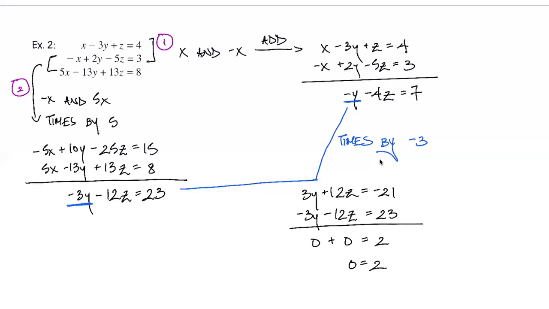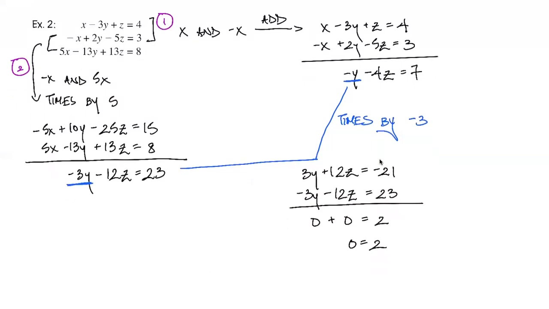Okay, well, let's think about this for a moment. What does that mean? What does it mean when we have 0 equals 2? Essentially, we're saying, is this statement true or is it false? And check this out. This is false. We know that 0 doesn't equal 2, right? We know 0 doesn't equal 2. So what does it mean that we get a false mathematical statement at the end?